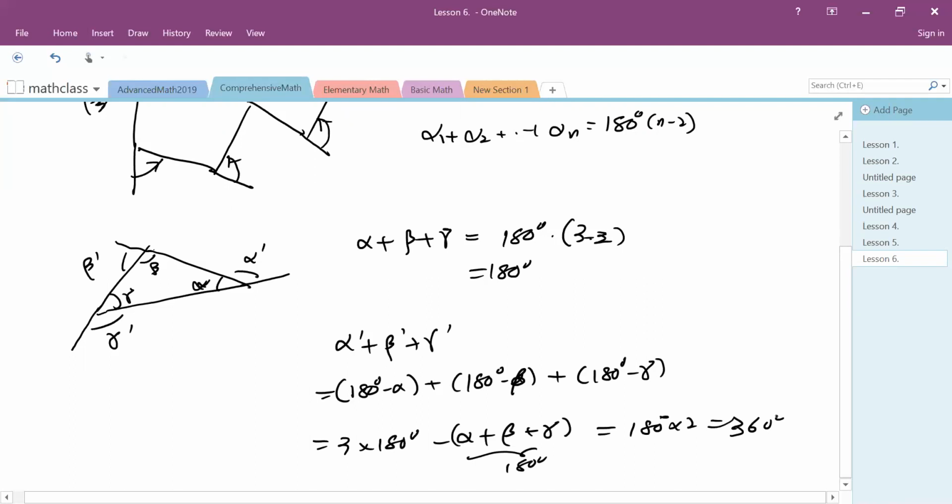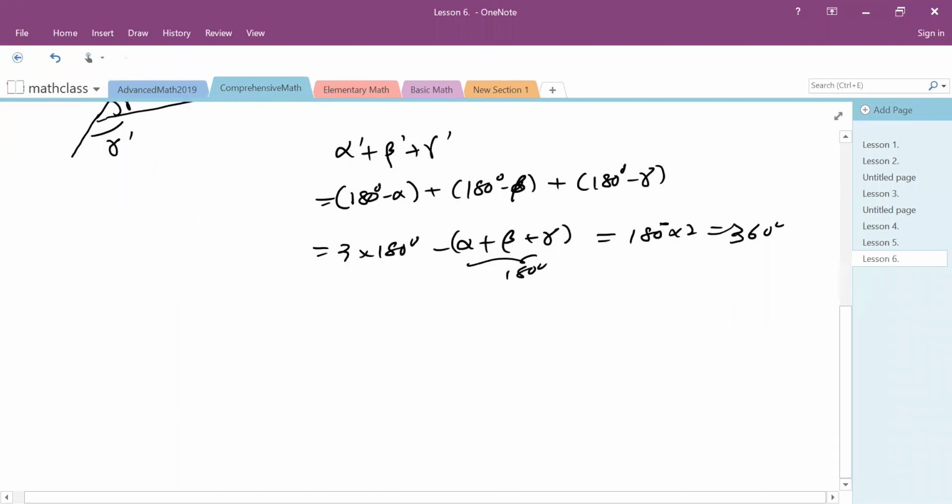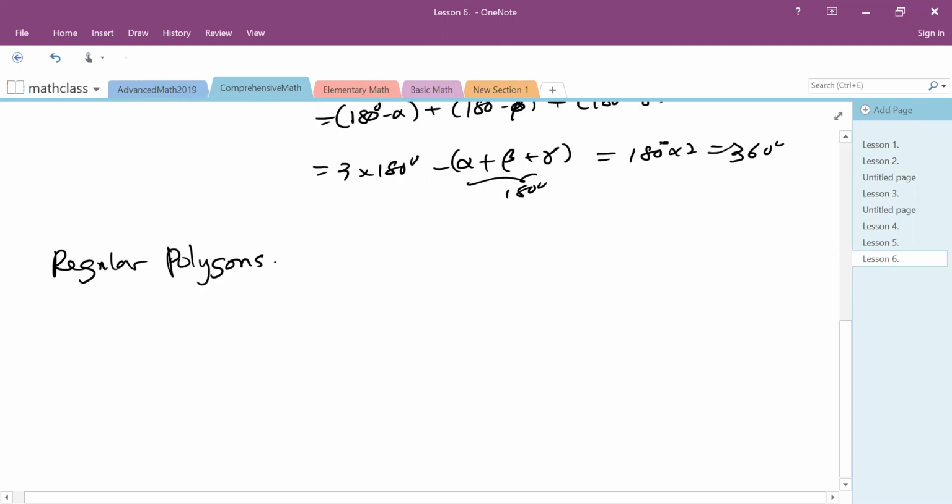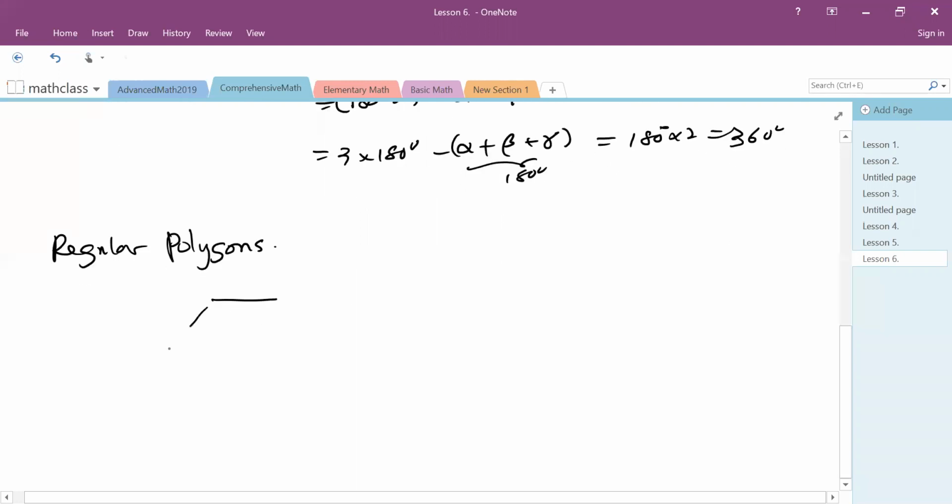And after you do several problems, you find out the sum of exterior angles is always equal to 360 degrees. It's independent of the dimension, independent of the edge lengths. Now, the so-called regular polygon. Regular polygon means all the angles are the same. Okay, that looks perfect. All the angles are the same. So beta 1 equals beta 2. They're all equal, the same angle.